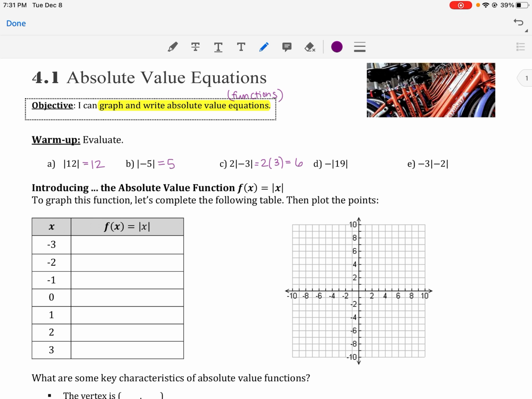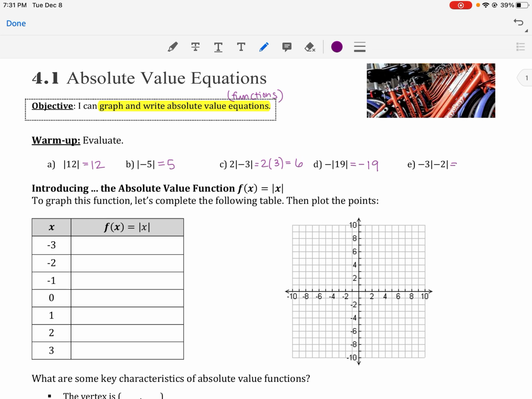Okay, this one's a little different because this time you're taking the negative of the absolute value of 19. So we'd still have a negative out front, but the absolute value of 19 is positive 19, so we get a negative 19 as an answer. Last but not least, this one you'd have a negative 3 out front. The absolute value of a negative 2 is a positive 2, so we'd get a negative 6 as an answer.